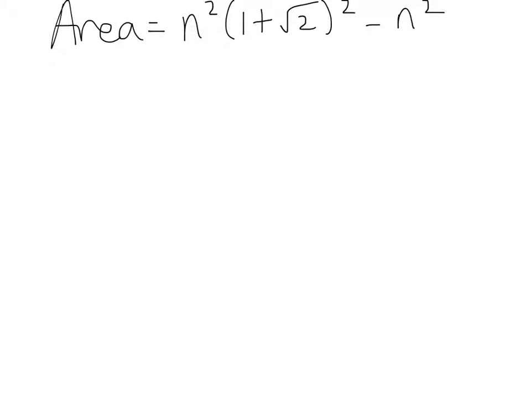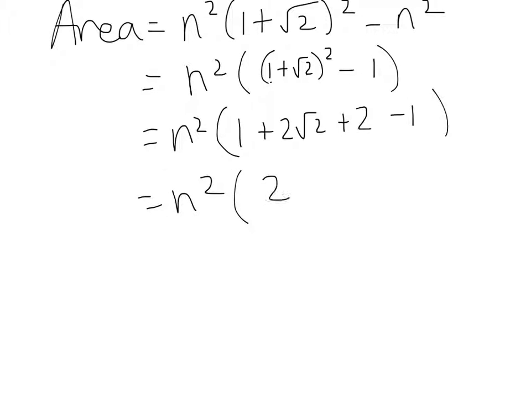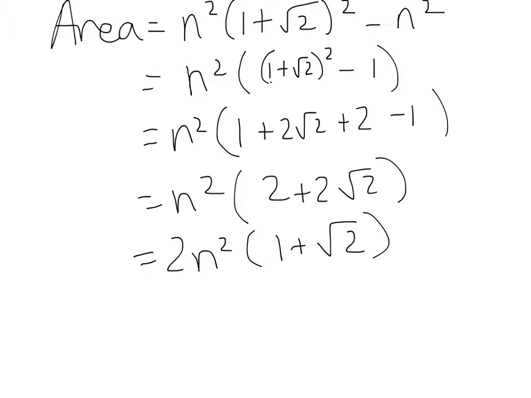Okay, so from here we are going to take n squared out as a factor. So I can say 1 plus root 2 squared minus 1. So the whole thing's all coming together. Then 1 plus root 2 squared, I can expand. So this becomes 1 times 1, 1. Root 2 times 1 and root 2 times 1, so 2 root 2. Root 2 times itself, so plus 2, minus 1. So this becomes n squared, 2 plus 2 root 2. So I can take another factor of 2 out. 2n squared, 1 plus root 2 as my final answer.